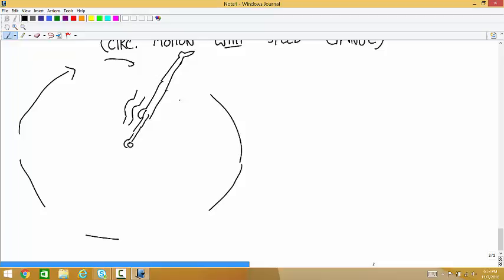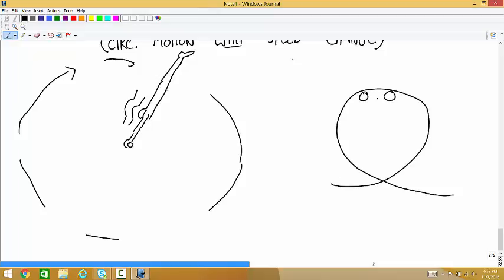Or if you ever watch the guys at the circus on the motorcycles. It's hard to draw this upside down. They go slow at the top and fast at the bottom too.